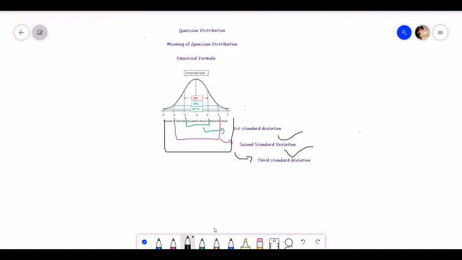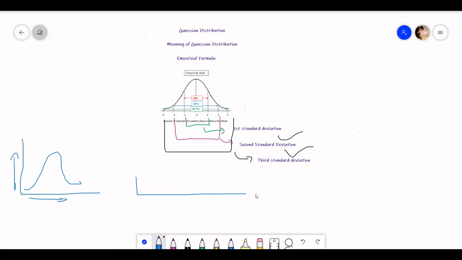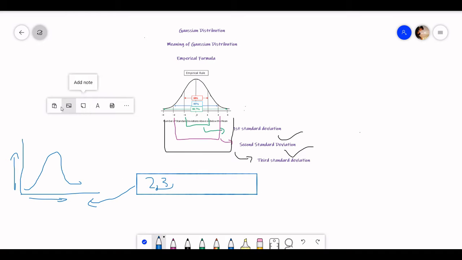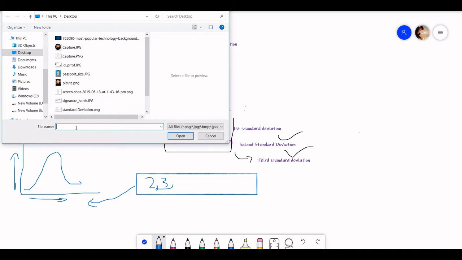But we know that to draw this Gaussian distribution we need both the x-axis and the y-axis. Our given data will be our x-axis. But for calculating the y, we have a formula. We have a formula something like that.